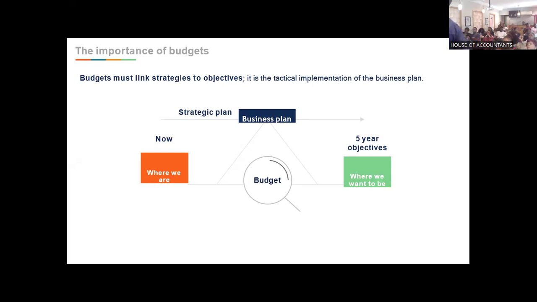So the importance of budget. The budget must link strategy to objectives. It is the financial implementation of the business plan. You can see the strategic plan: this is where we are now, and where we want to be in the next 1 year, in the next 3 years, in the next 4 years. What will be in the middle between where we are now and where we want to be is our budget.